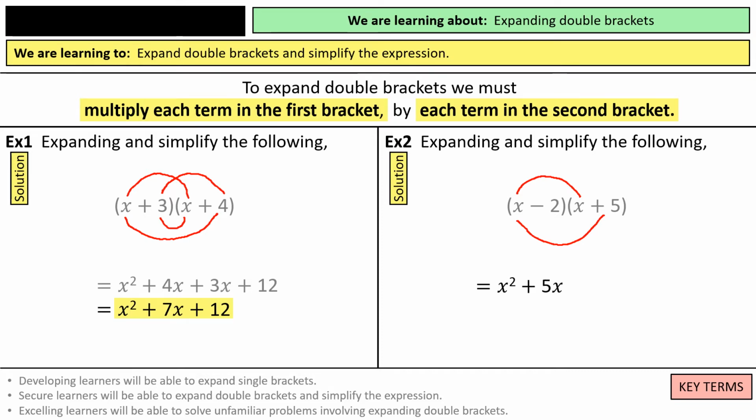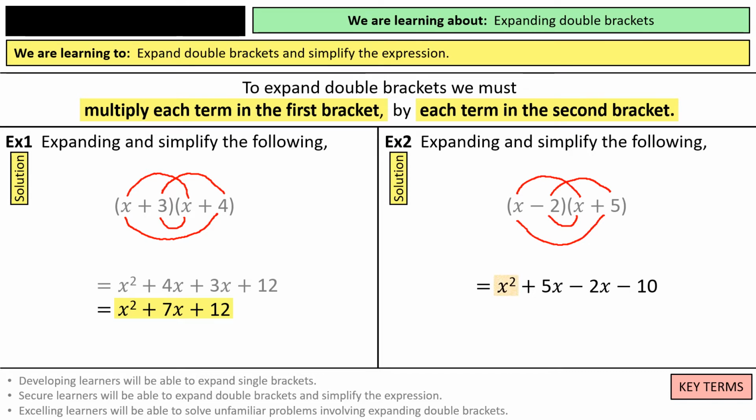Now where we could go wrong is our inners. It's not 2 times x, it's minus 2. This minus here belongs to this 2. Minus 2 times x is minus 2x. And again, we need to be mindful of that one as well when we do our lasts. Minus 2 times plus 5. Minus times a plus is a minus, and 2 times 5 is 10, so minus 10.